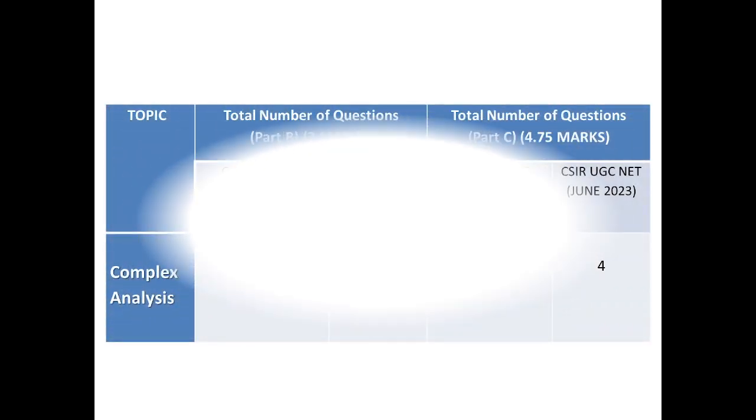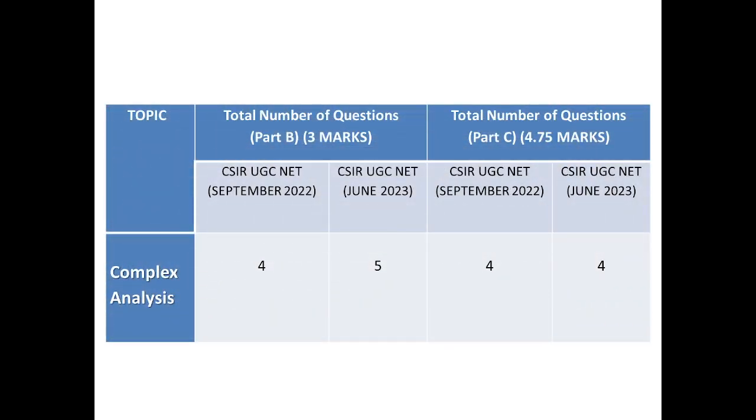Then this is complex analysis. There are 4 questions in September 22 in part B and 5 questions in June 23 in part B. And also there are 4 questions in September 22 in part C and the same 4 questions in June 23 in part C.